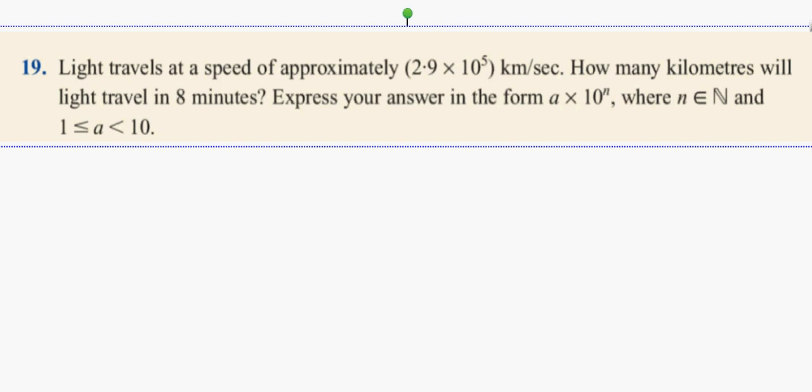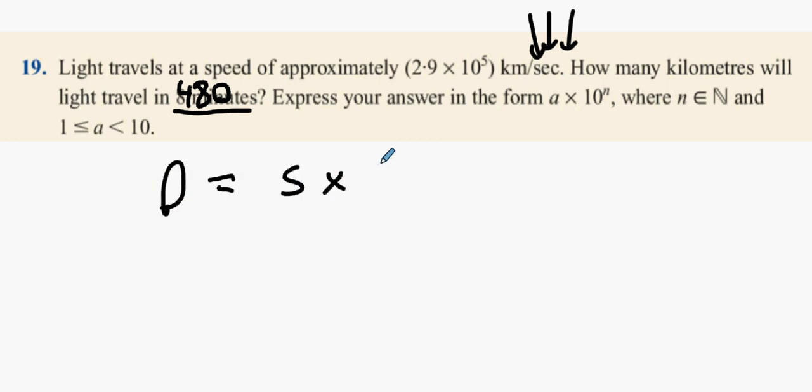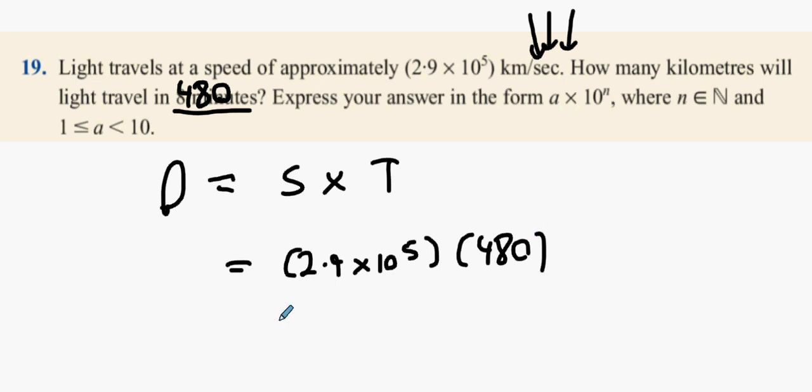This one is going to require us to use our calculator, okay, and use it in scientific notation. It's also going to require us to change. Why do I have to change 8 minutes into 480 seconds? Because it's kilometers per second. Okay? Next thing. Distance. Distance equals speed multiplied by time. Your speed is 2.9 by 10 to the 5. Your time is 480. Anybody have an answer for me?